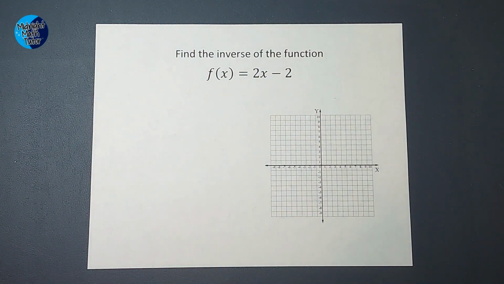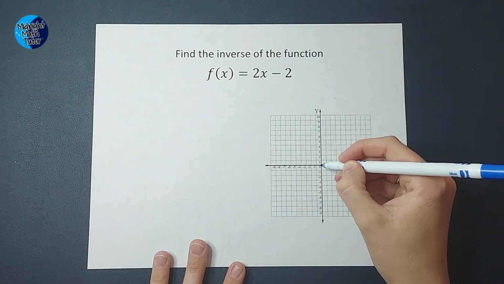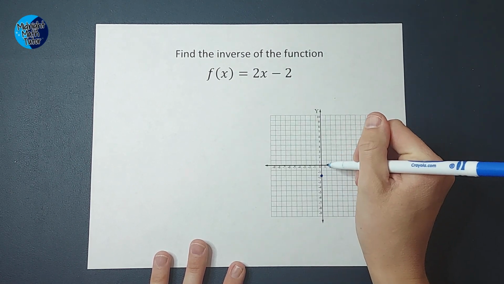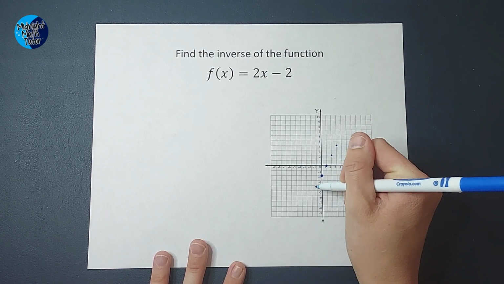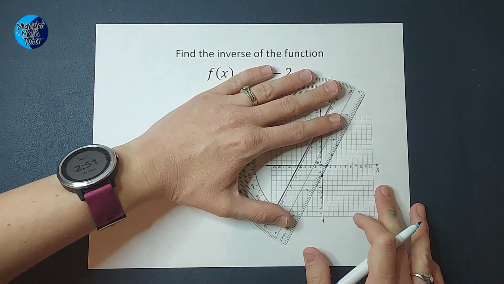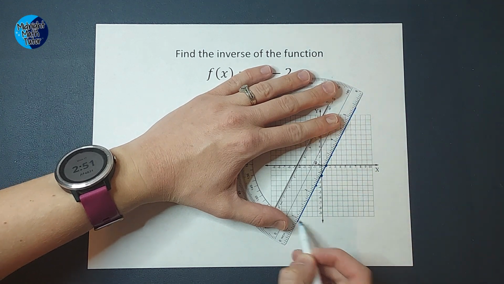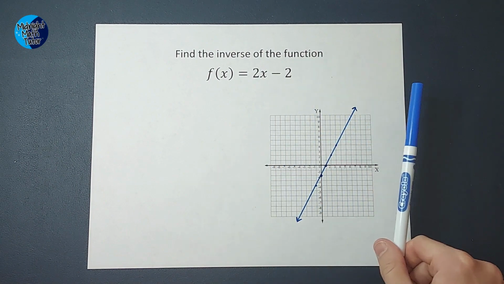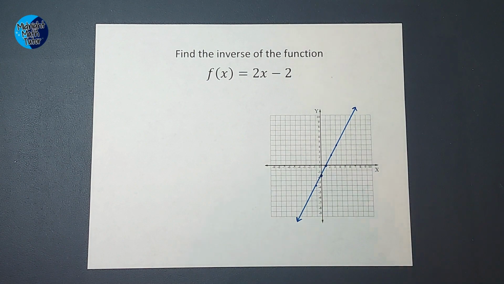But knowing this is a line, I'm just going to graph it super fast. So this is my y-intercept, -2, and then my slope is 2 over 1, so I go up 2 over 1, up 2 over 1, like that. So my line looks a little something like this. And looking at this, I can tell because it's a line, it's definitely going to be one-to-one. It's going to pass my vertical line test and my horizontal line test, so this will definitely have an inverse.